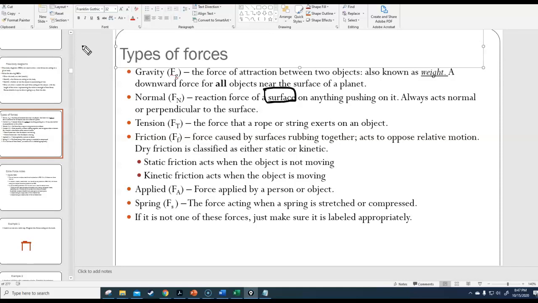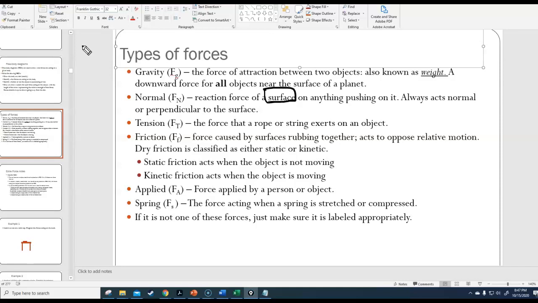So if you're reading a problem and it says, Jimmy is dragging a box with a rope, the first thing you should think about is, hey, there's a rope. That means there's a force of tension. Okay, hey, the box is on a surface. That means there's also a normal force. That's why it's really important that you take really good notes here, because you're going to be using what's on this slide to help you identify what force or forces are acting on a given object. So you have tension when you have a rope or a string.